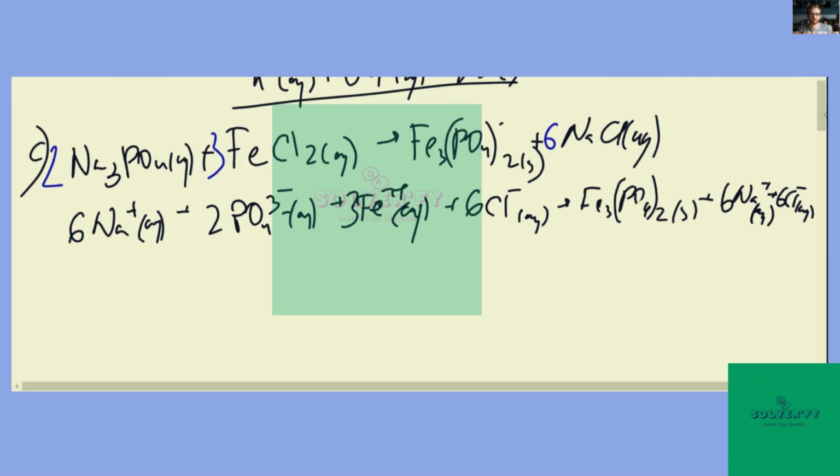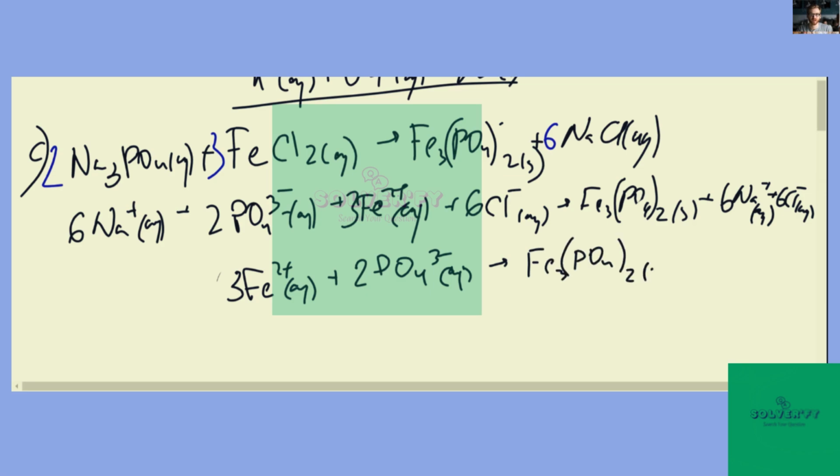So, and finally, that's a reaction between 3 iron 2+, which is soluble, plus 2 PO4 3-, which forms iron 3 (PO4) 2, which is solid.